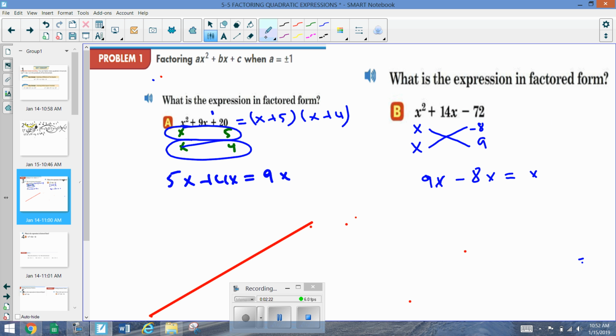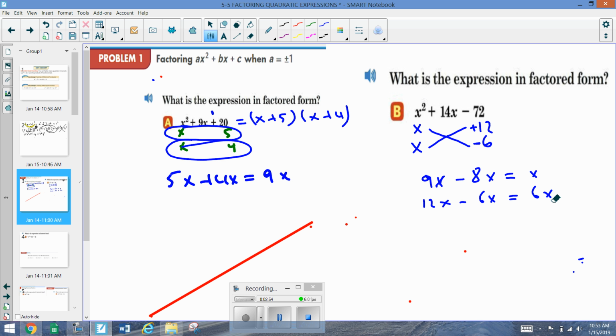I heard something. You said 12 and 6. Let's check that out. One of them is going to be positive, one of them negative, right? So 12x minus 6x is 6x. It didn't work. We couldn't get that. What else?